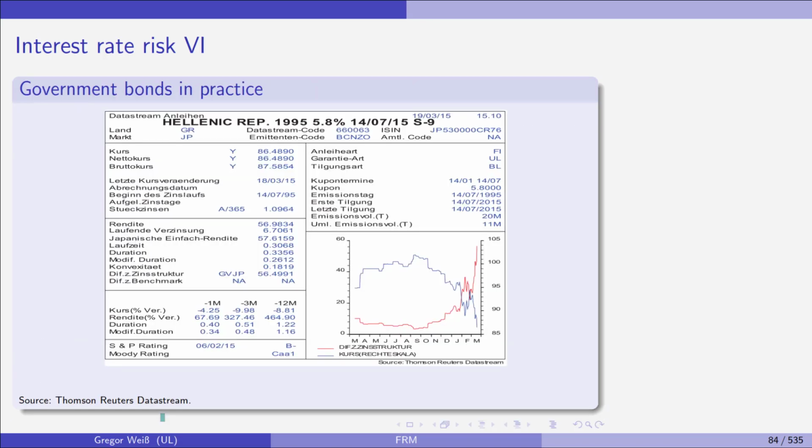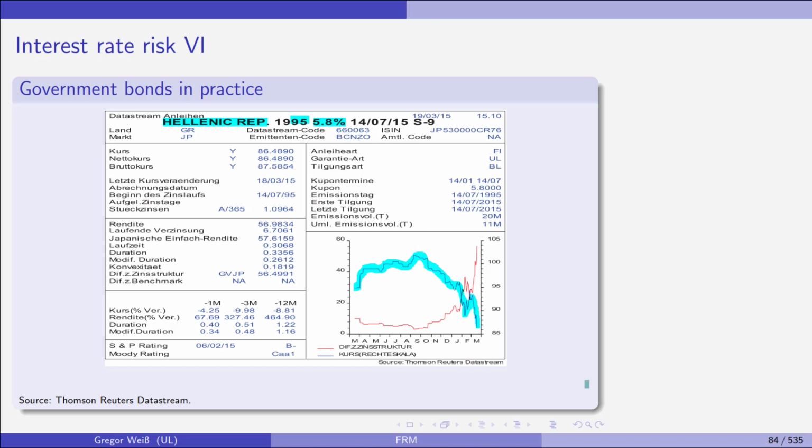And this is something here from industry practice. This is taken from Datastream. This is a government bond from the Hellenic Republic, so this is a Greek government bond. It was issued in 95 with a coupon of 5.8%. And you can see the quote, the price. It should have a price close to 100 probably, because the notional amount is 100. And as you can see here, it went down to almost, I think, 50.